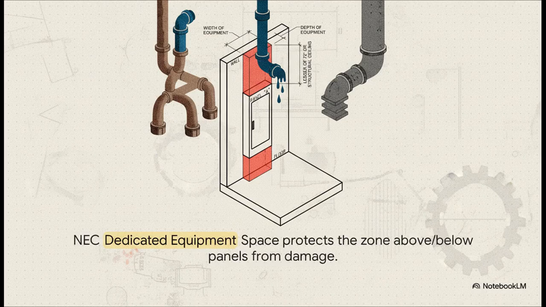And there's one more zone to protect: the dedicated equipment space. This is a zone that's the same width and depth as the panel, and it extends from the floor all the way up to 6 feet above the equipment or to the ceiling. This space has to be completely free of anything that isn't electrical. No water pipes, no drain lines, no ductwork. And the reason's pretty obvious, right? You do not want a leaky pipe to drip water all over a live electrical panel. This is a huge coordination item for you and your MEP engineers.